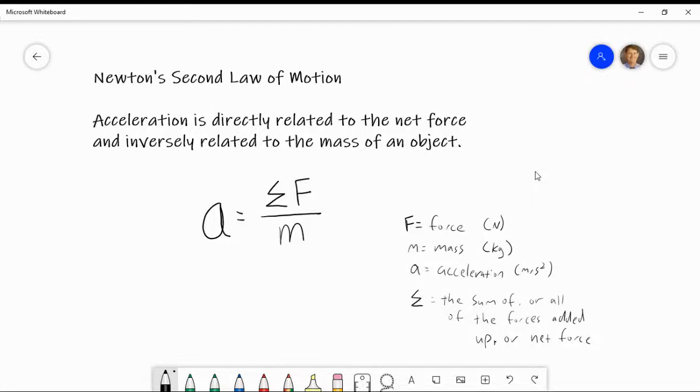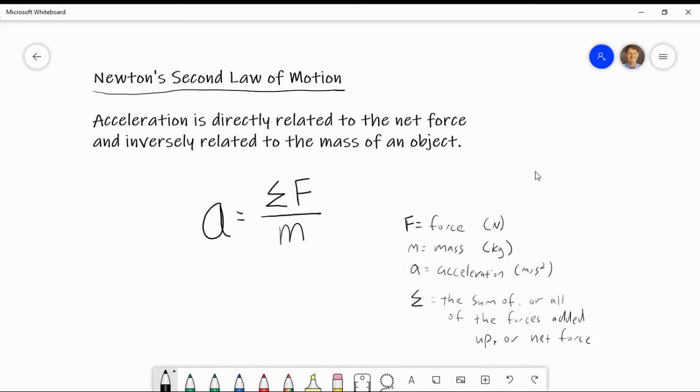Today we're going to talk about Newton's second law of motion. In words, Newton's second law states that acceleration is directly proportional to the net force and inversely proportional to the mass of an object. Now, that sounds to me like an equation, and it is.